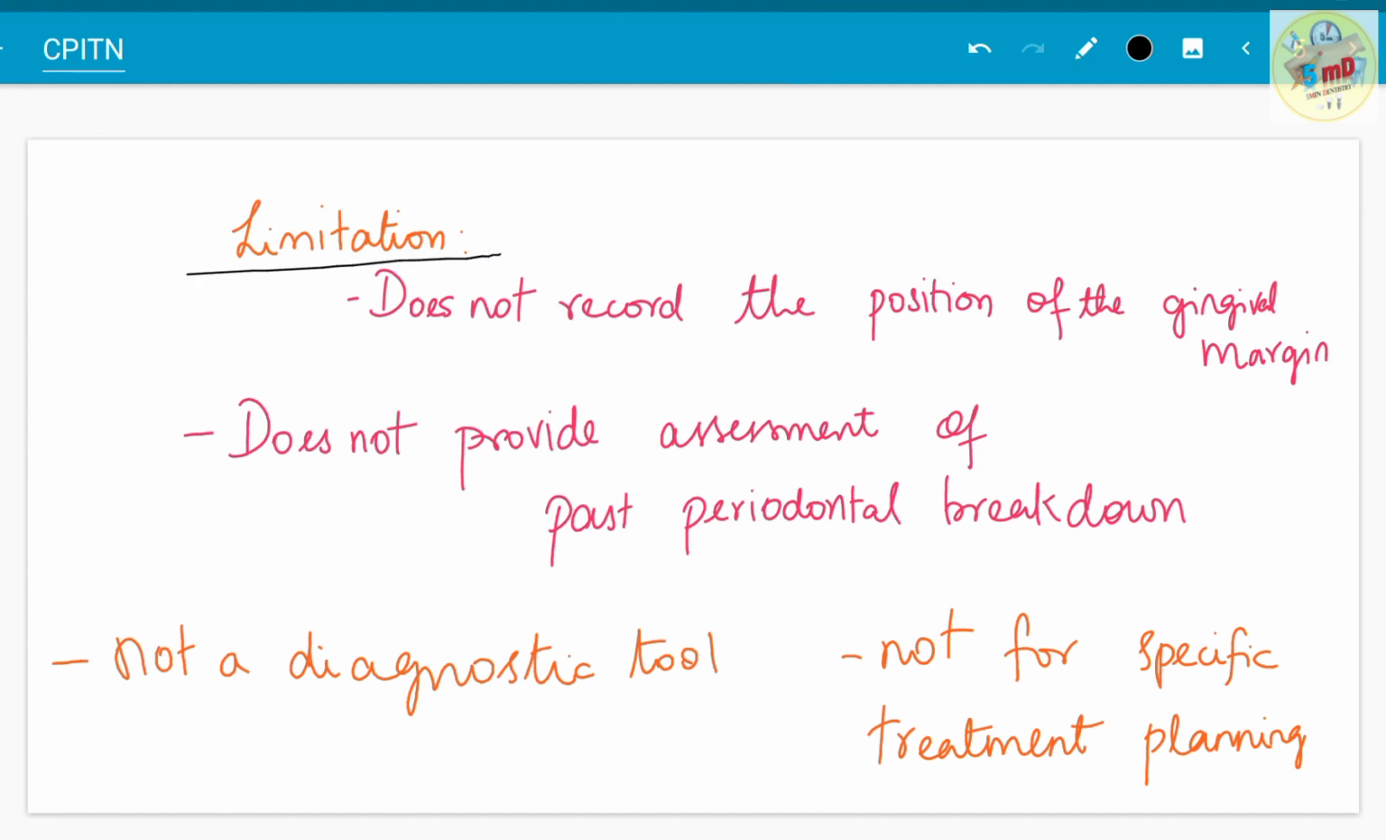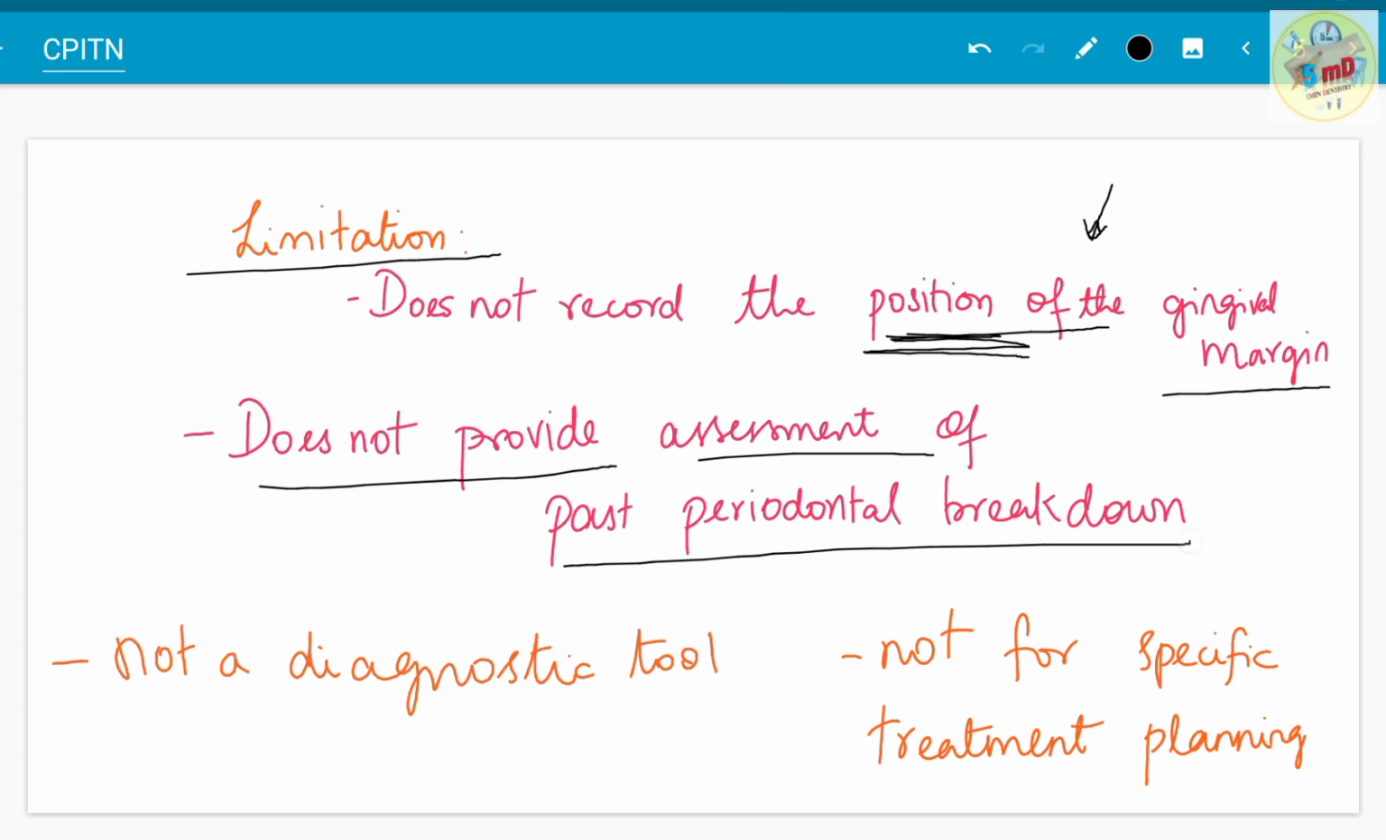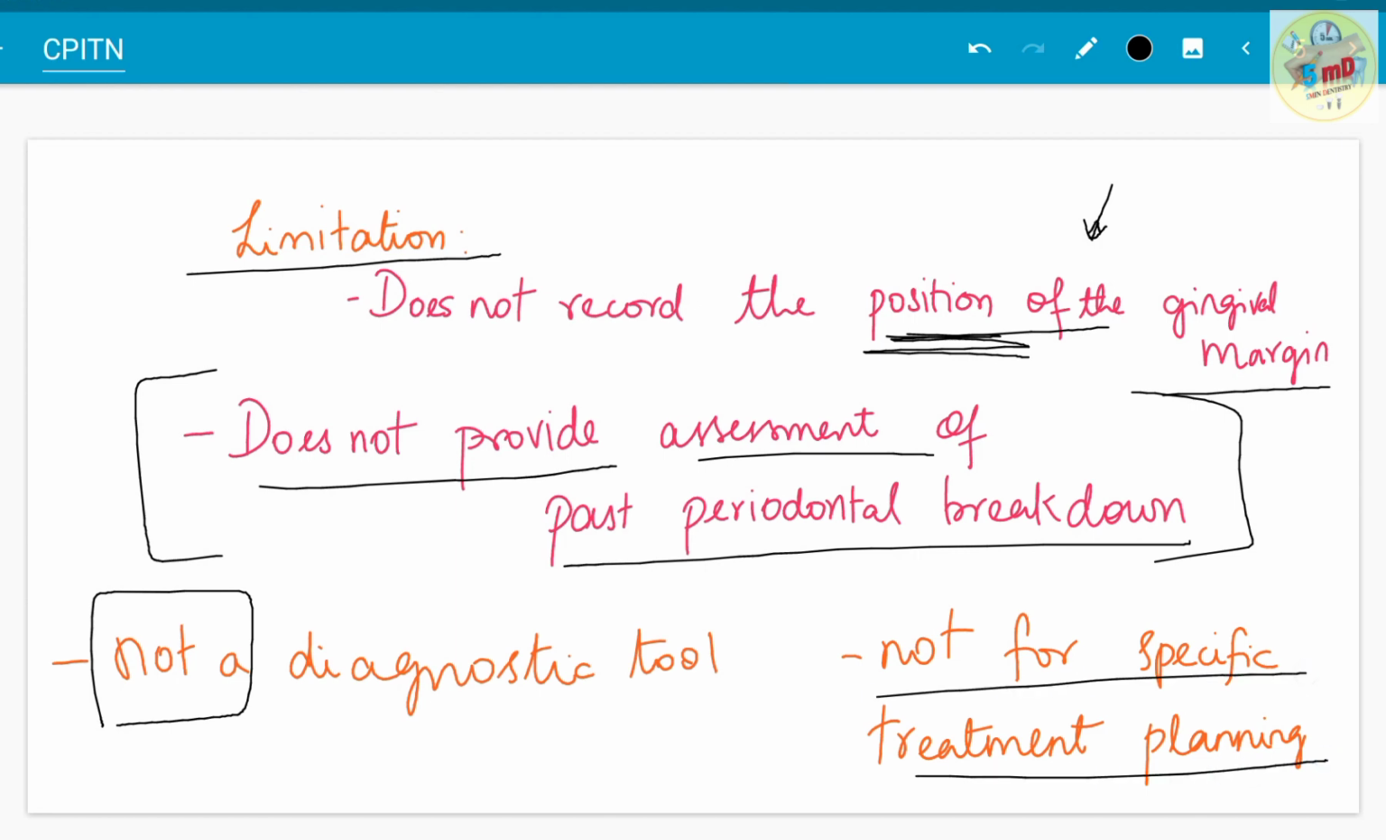The limitation is that it does not record the position of the gingival margin. They are concerned about pocket depth and calculus alone, but not the position of gingival margin. That is, recession is not calculated here, and it does not provide assessment of past periodontal breakdown, whether they had any surgery or those kind of details, and it is not a diagnostic tool. Therefore, treatment planning is not accurate and appropriate here. It is only to assess the treatment needs and not for specific treatment planning.